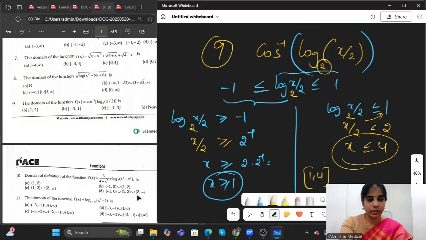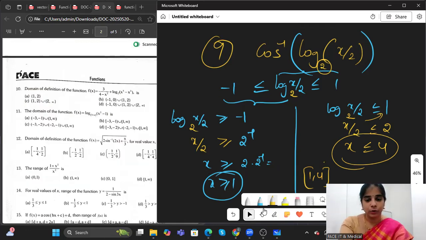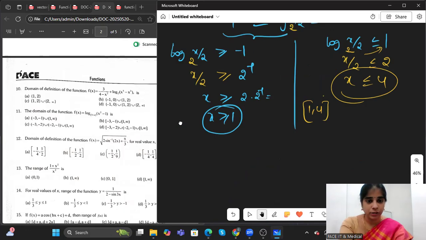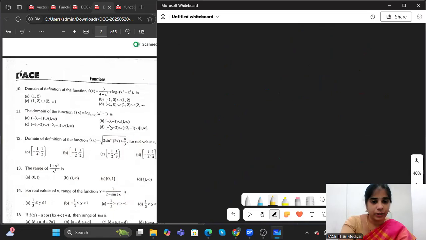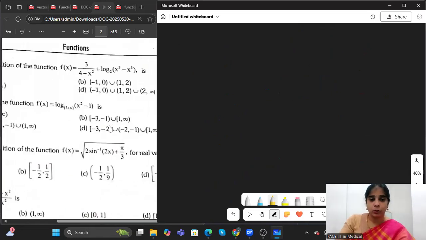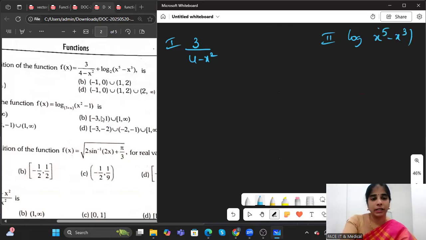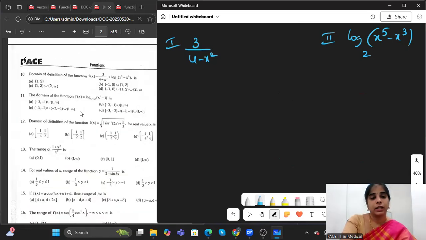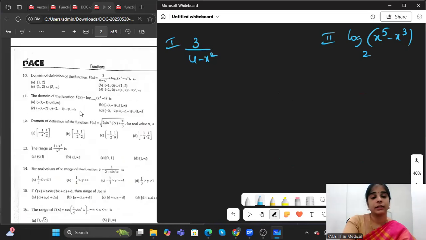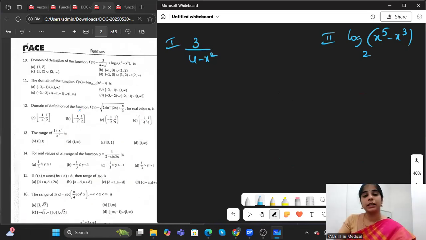Now going with the next question, number 10. Here also you get the same domain of the function f of x equal to so and so. You've got two things to be done. Your function has got two terms, so two terms to be matching there. 3 upon 4 minus x square is case 1 and case 2 is log of x to the power 5 minus x cube to the base 2. This is my question. So for both these terms I have to calculate their domains separately and I'll be taking the intersection.